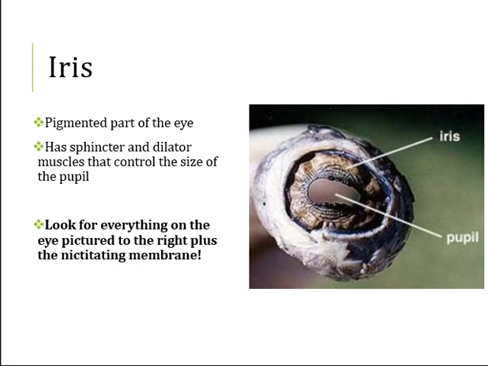And finally, we have the iris. And this is the pigmented part of the eye, so blue, green, brown eyes. It has sphincter and dilator muscles that will control the size of the pupil. Look for everything on the eye that's pictured to the right, plus the nictitating membrane. So here, on our preserved eye, is the iris. That hole is the pupil. And it doesn't look black because we're not looking toward the back of the eye. We're just looking straight through it, so you can see the background through the pupil.